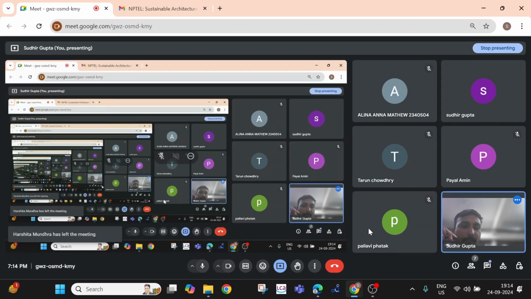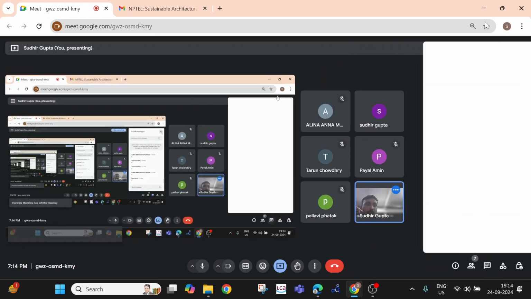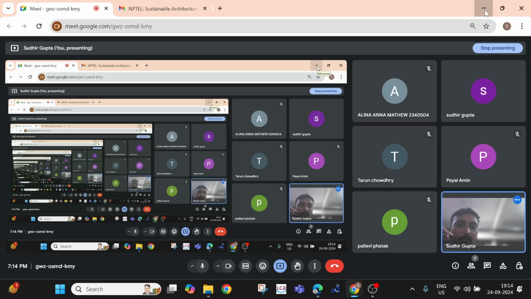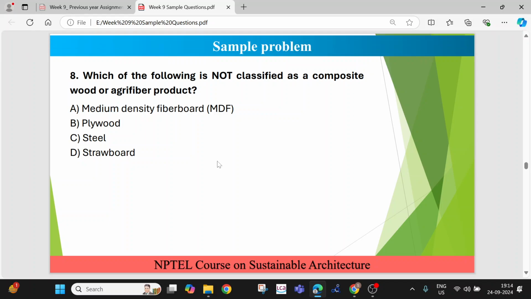So this is a very straightforward question, and all of you have given the answers correctly. So steel is the right answer for this one.